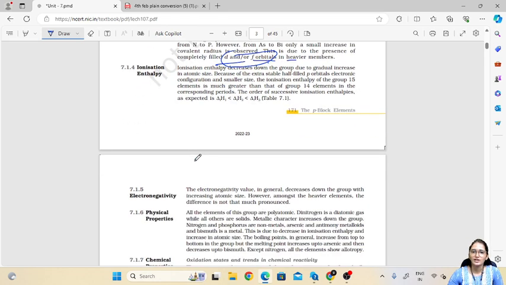Then next is ionization enthalpy. As the radius increases as we go down the group, ionization enthalpy decreases. What happens here is, this is the nucleus and these are the shells. If more and more shells are added going down the group, group 15, group 16, their size increases, meaning the distance between the nucleus and the outermost electron also increases. This decreases the ionization enthalpy required to remove the outermost electron. This is the trend in ionization enthalpy.